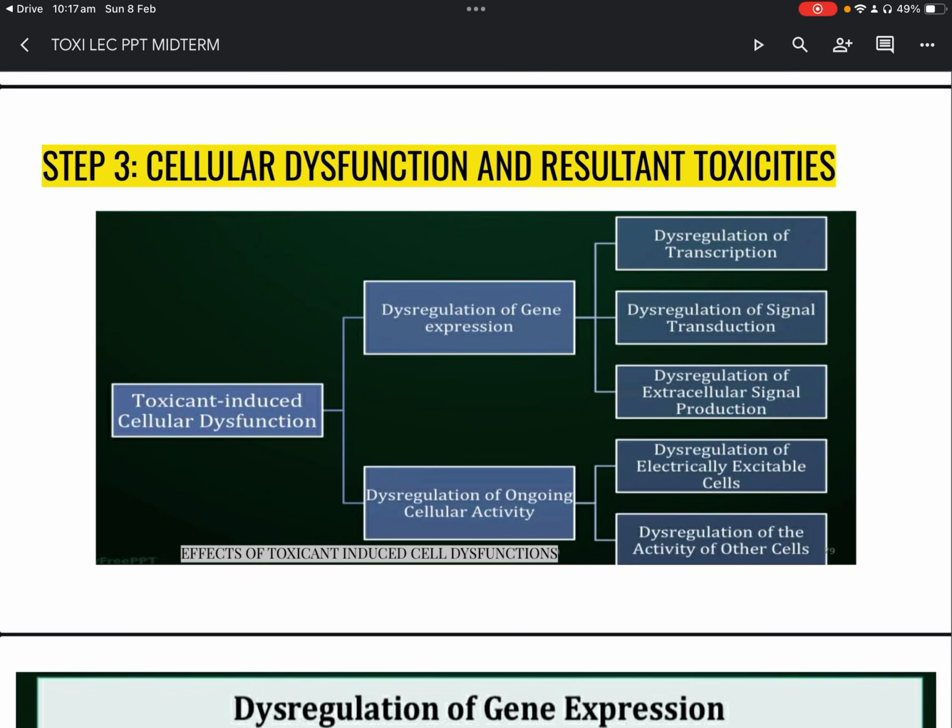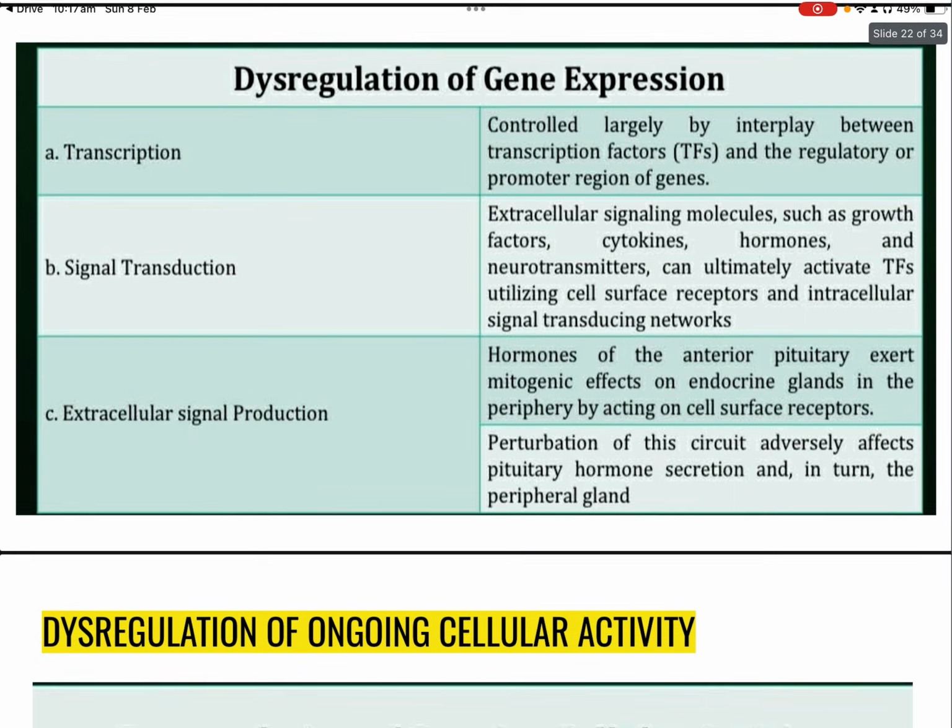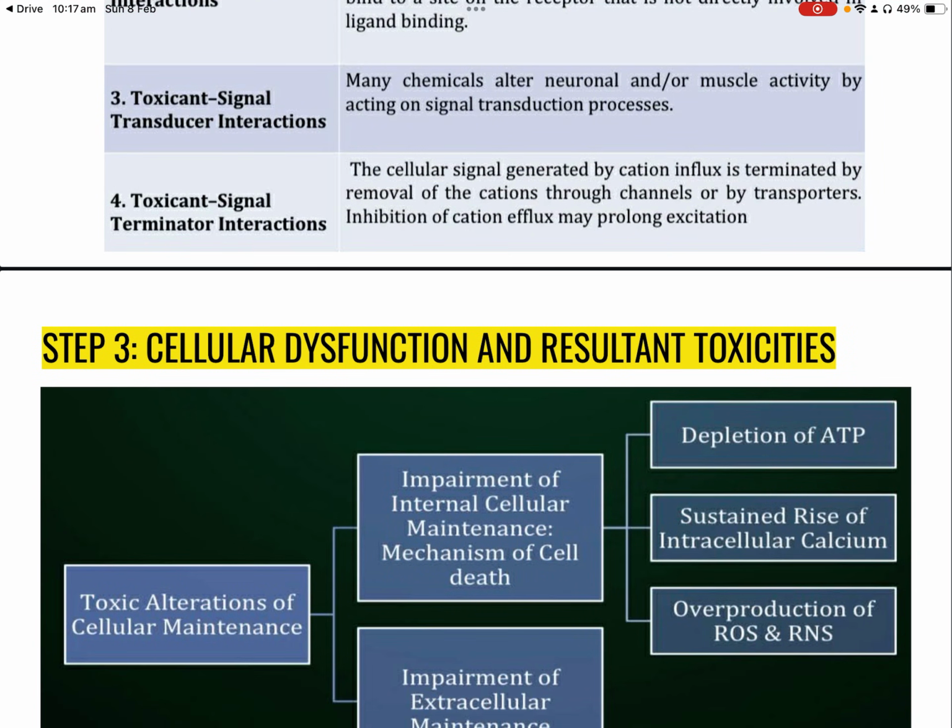This is cellular dysfunction. Toxicants cause toxicity by altering gene expression or ongoing cellular activity. So this was categorized into gene expression and dysregulation of ongoing cellular activity. Okay, you can just read again.